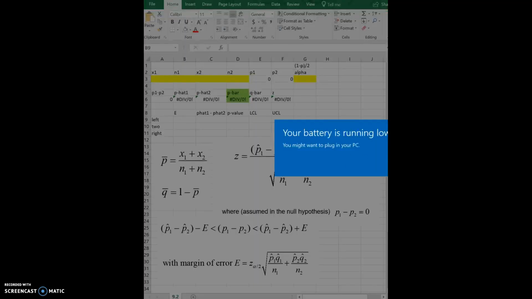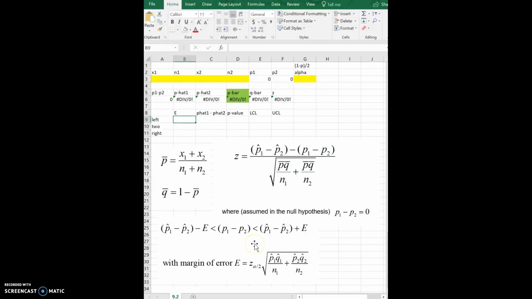So now we get to fill in this formula, and my battery's running low. So it's going to be equal to alpha over 2. Make sure, give me just a second. I just want to check this formula out. Alright, so for the left tail, which is what we're starting with, we're going to do equals norm dot s dot inverse because we're looking for a specific x value, and it's going to be 1 minus your alpha.